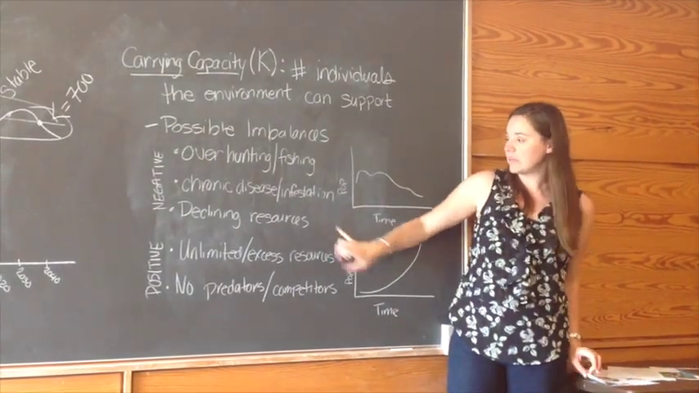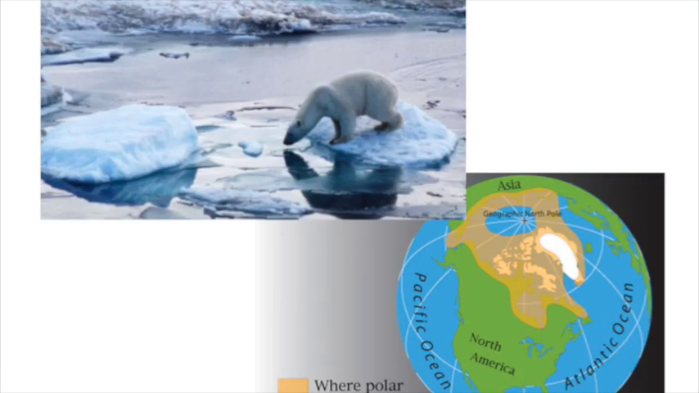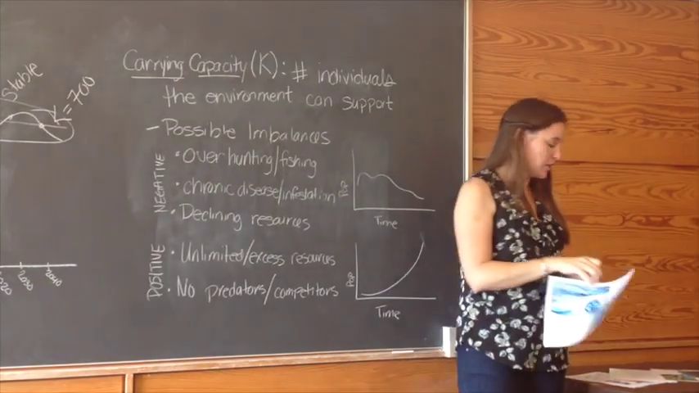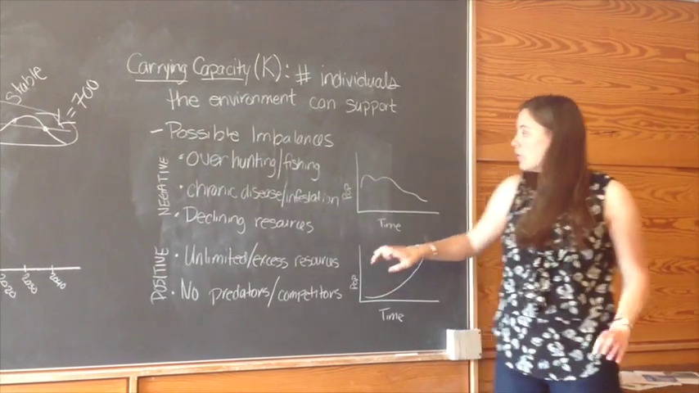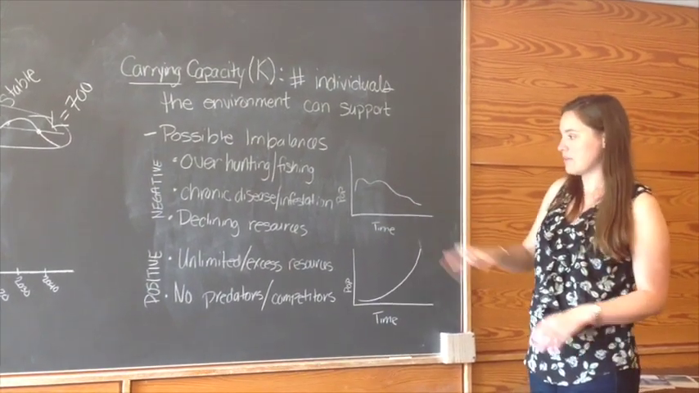And another one might be declining resources. Our friend the polar bear, which we've all heard about: the ice is melting where the polar bears both live and hunt, and so their habitat is their declining resource that causes their population to decline. So whenever we see a declining population, we're going to see a negative slope in the graph over time.